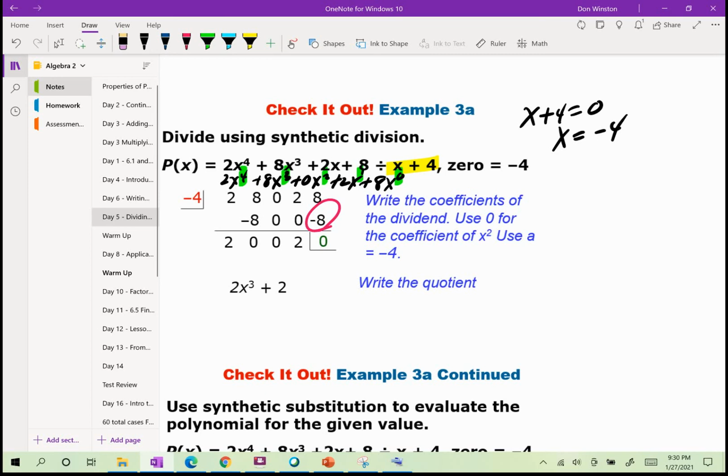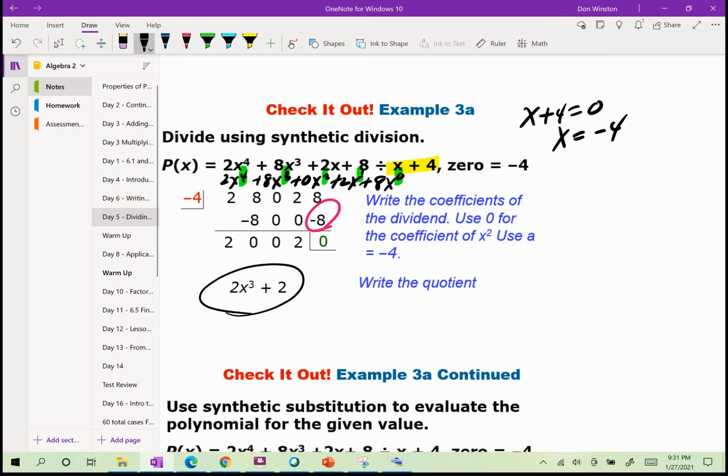The way we interpret this: we started with 2x to the 4th, and I'm dividing by x, so my final answer is going to be 1 degree less. So this 2 would be 2x cubed. I don't have any x squared, I don't have any x, and then I just have 2. So my quotient is 2x cubed plus 2 with no remainder.